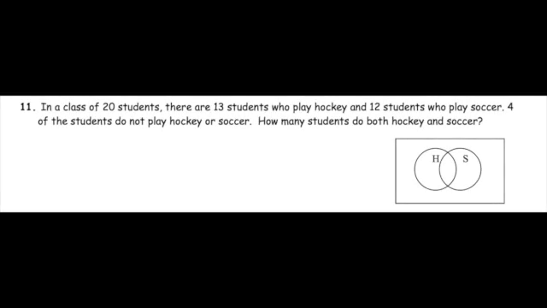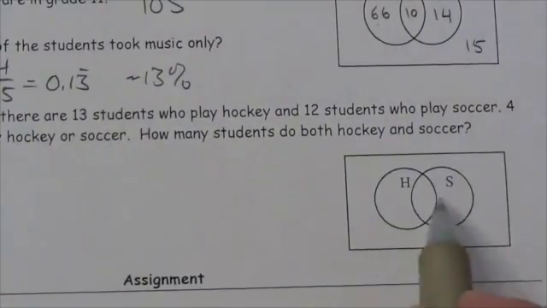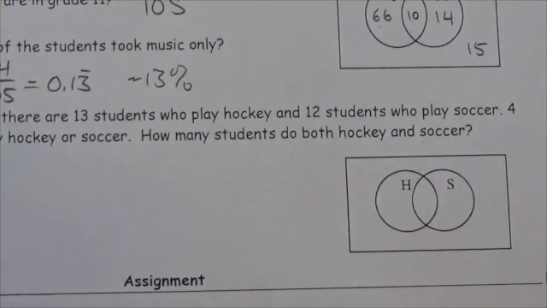In a class of 20 students, there are 13 students who play hockey and 12 students who play soccer. 4 of the students do not play hockey or soccer. How many students do play both hockey and soccer? Okay, now in this case, you're not told how many students are in the overlap between the two. That's what you're looking for here.